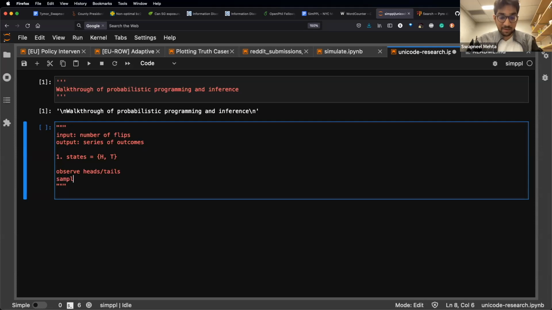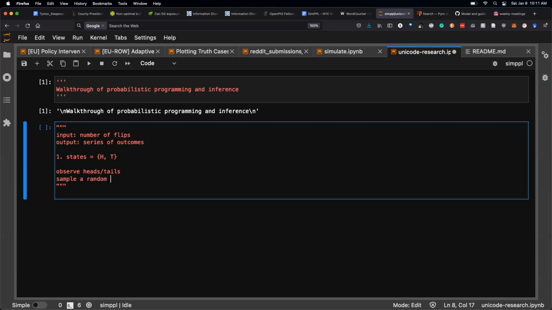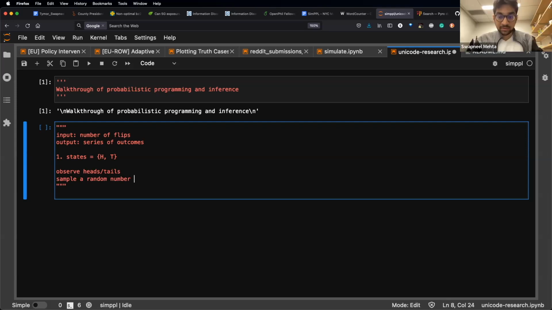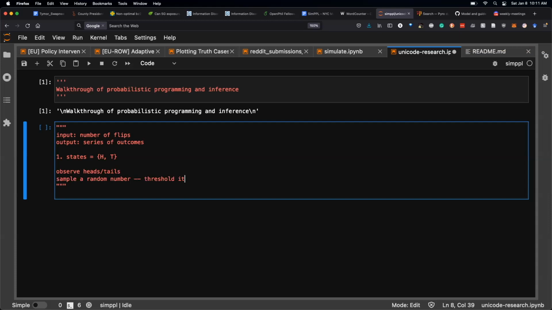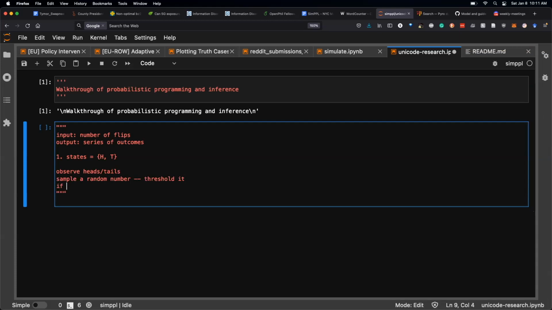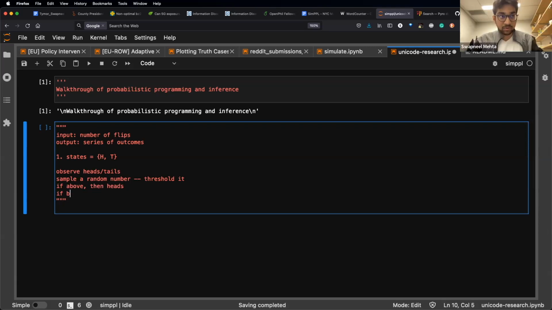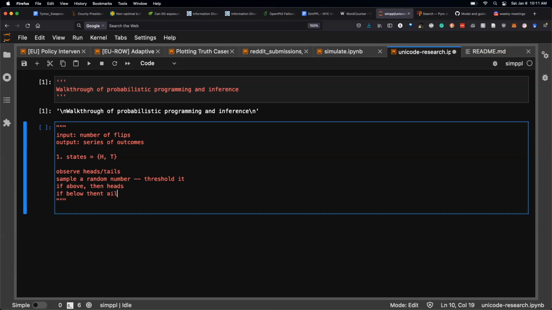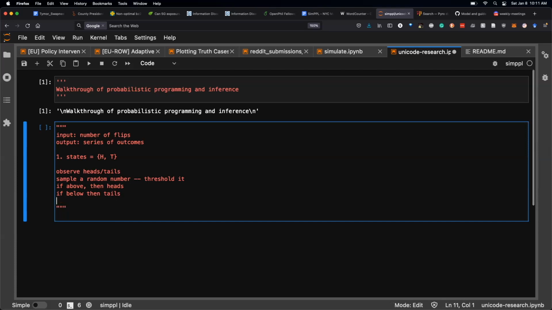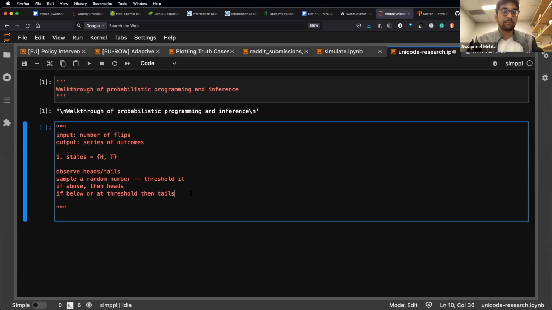The word you're looking for is sample, a random number. Yeah. And then you mentioned a threshold. If above, then maybe increment for heads. If below, then tails. One would include that bound as well, right? So if greater than or equal, heads, and otherwise tails. Cool.